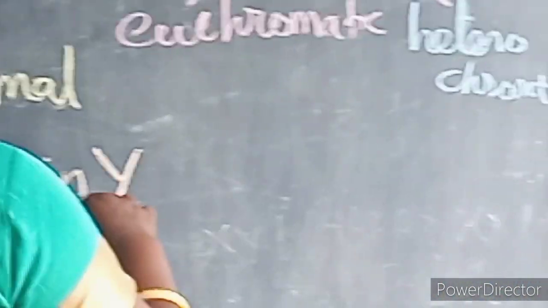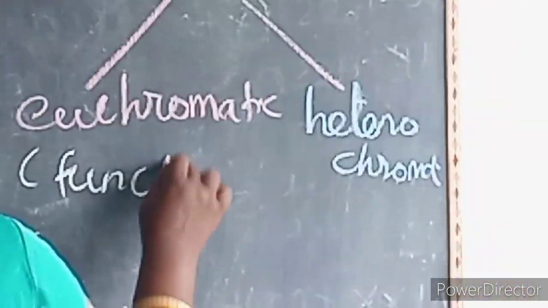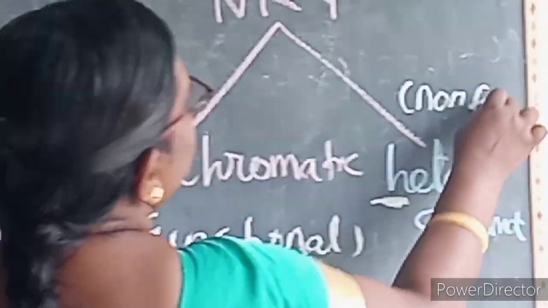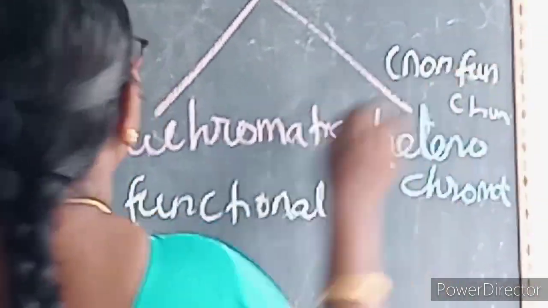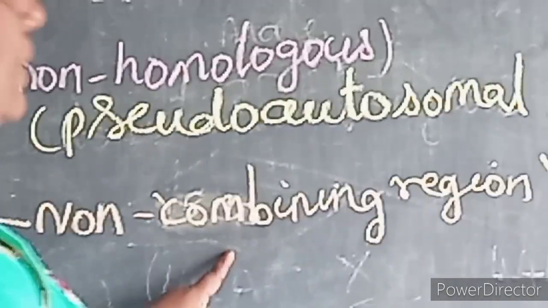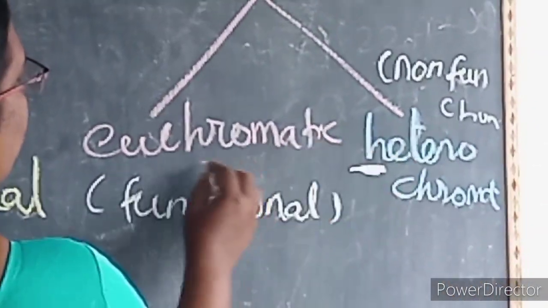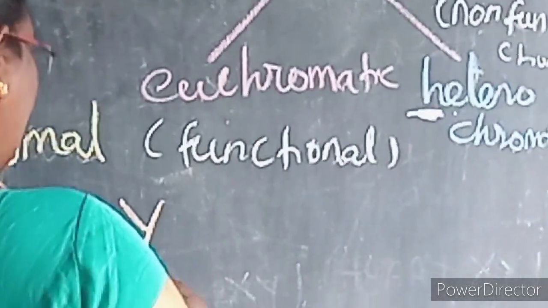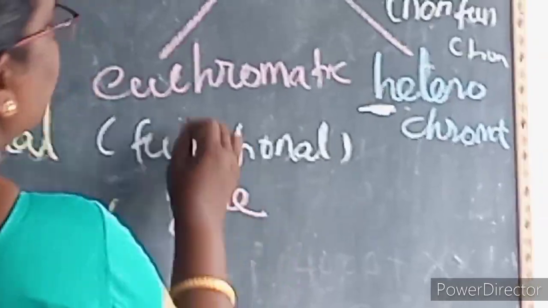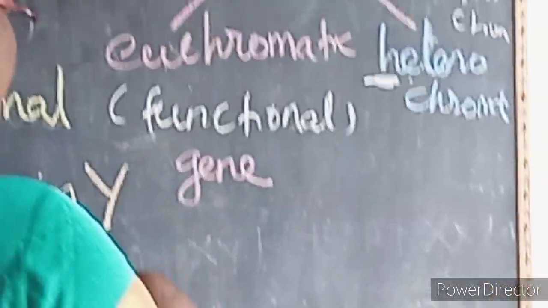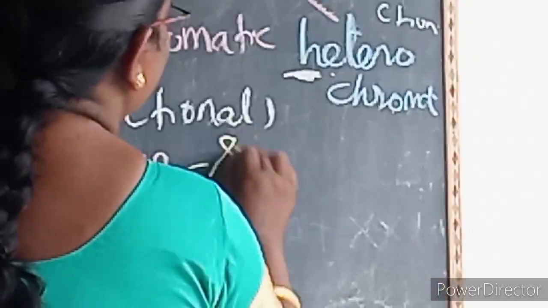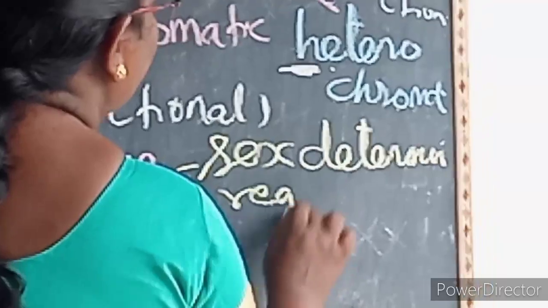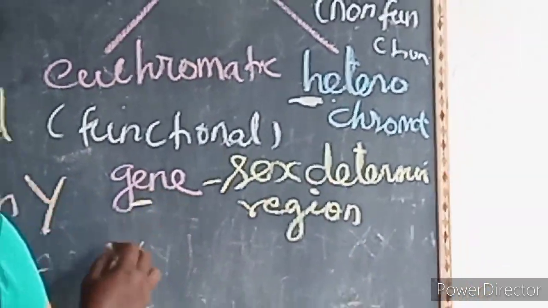In that, euchromatin has functional genes, and heterochromatin has non-functional genes. So the non-combining region of the Y is divided equally into two, euchromatin and heterochromatin. In the euchromatin there is a gene called the sex determining region.